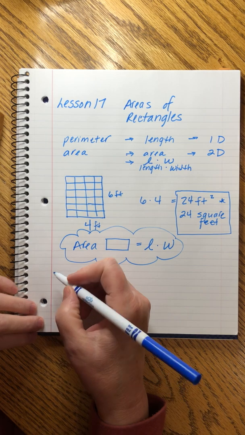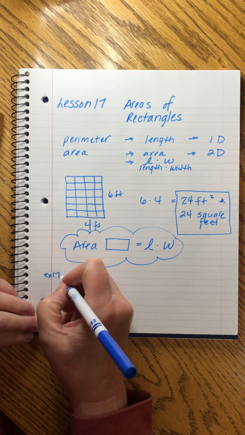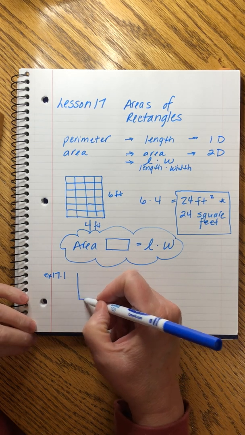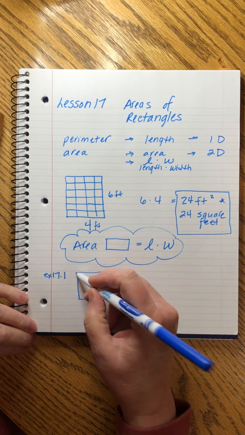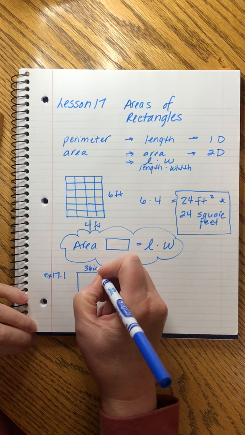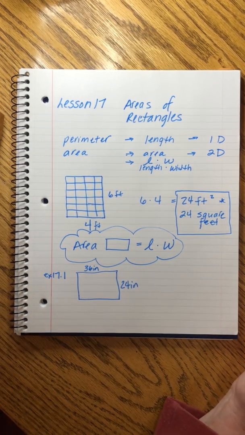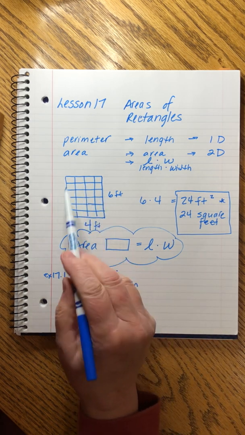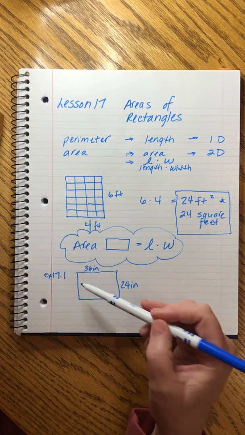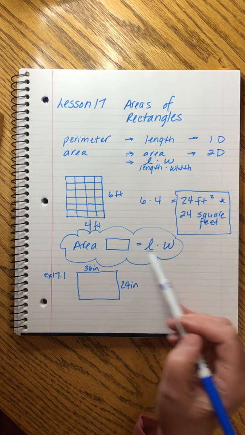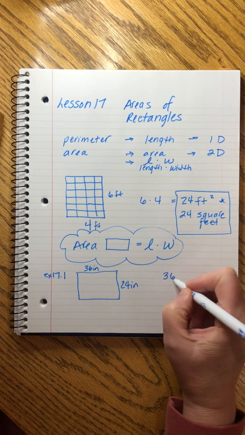Okay, so length times width. Example 17.1. How many 1-inch square tiles would it take to cover this figure? And then they give us a nice little rectangle here that says 36 inches by 24 inches. Now, remember that saying how many 1-inch square tiles is just another way of thinking about area, right? We don't want to draw out 36 by 24. That would be too much of a headache. So we just remember our formula. We multiply 36 times 24.